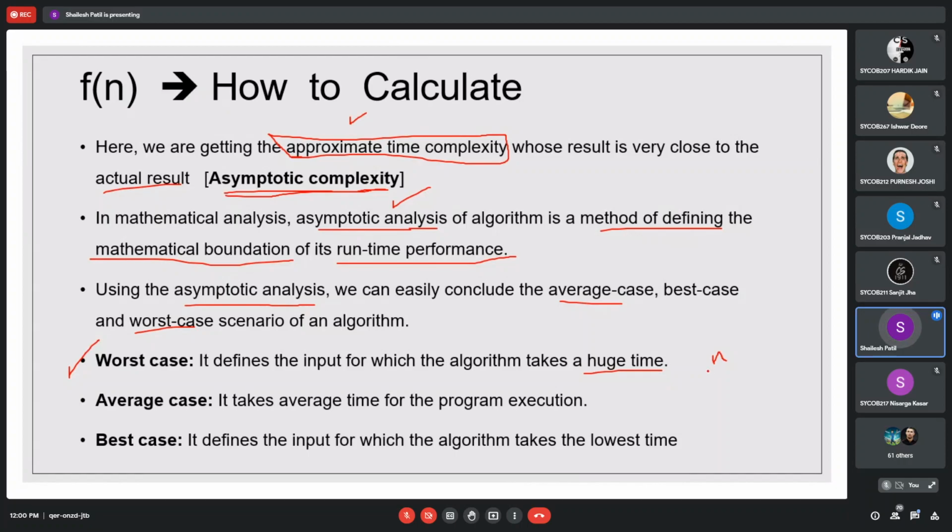Okay, so in that, we'll call it the worst case. The best case is when the element is present at the first position. It defines the input for which the algorithm takes the lowest time. And the average case, we can say it takes the average time, so it will range from 1 to n. Anyway, it will be 1, or it will be n, or in between, so we'll call that the average case. These are the three things we have to work on. Clear?